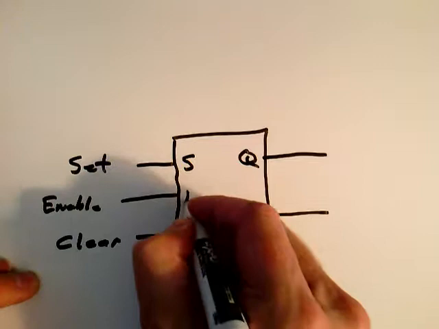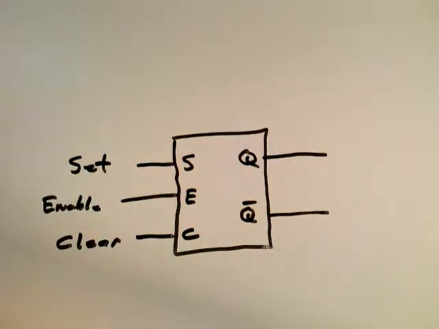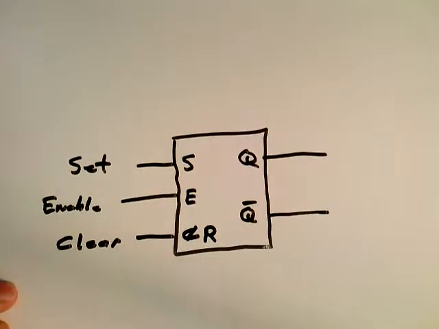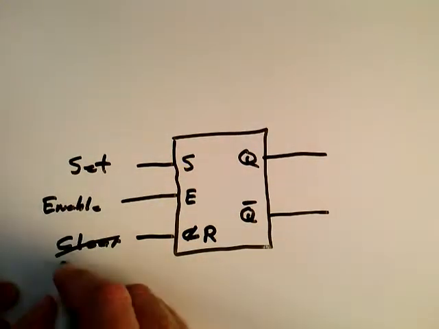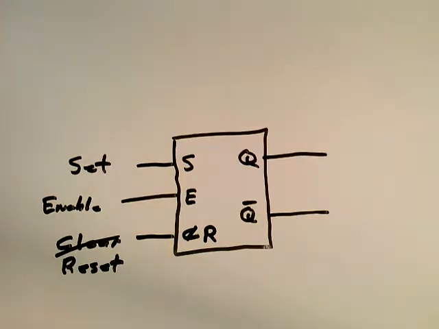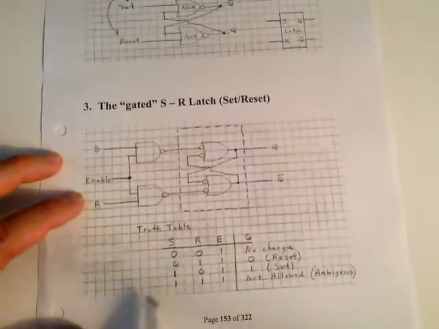High active. High active. High active. That could be clear or reset. Either one doesn't make any difference. Clear or reset means the same thing. I mean, that's the block diagram for this. But the truth table explains that.